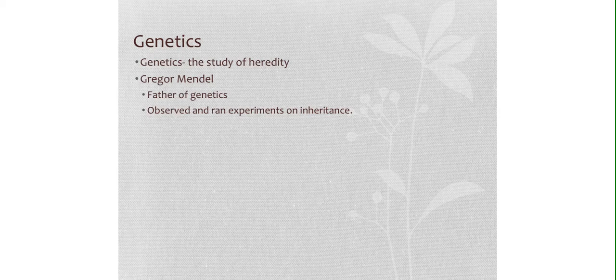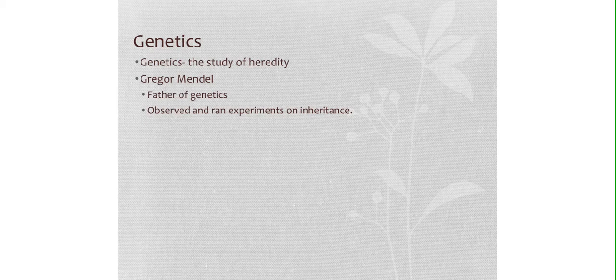This theory basically stated that offspring are a mixture of two different parents. So for example, if you have red paint and white paint and you mix them together, you get pink paint. And that was the really popular theory in Mendel's time.